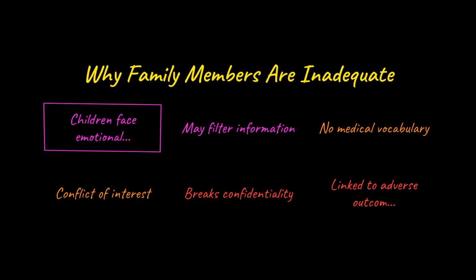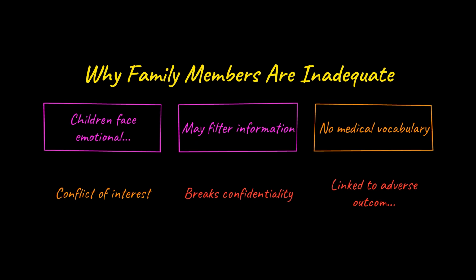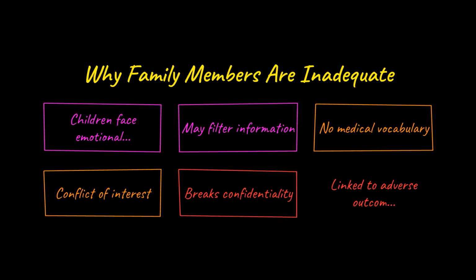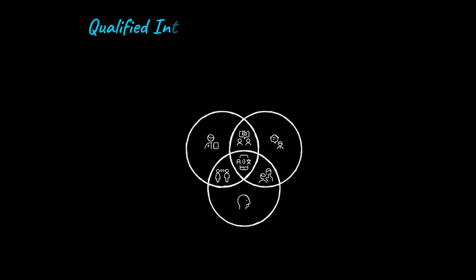Using family members introduces serious risks. Children translating for parents carry emotional burdens and may filter what they say. Adult relatives often lack medical vocabulary in either language, may have conflicts of interest, and their presence can prevent patients from disclosing sensitive information freely. These failures have been linked to real adverse outcomes.